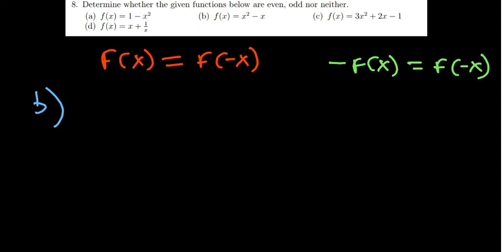And then the last one, we have x plus 1 over x. That's for f of x. We can quickly try f of negative x.